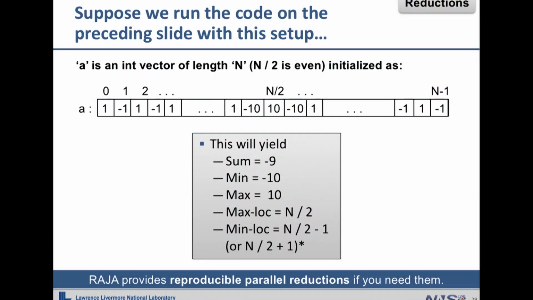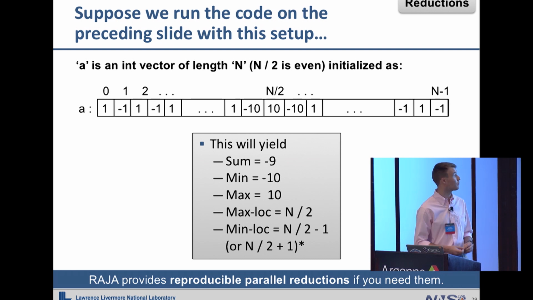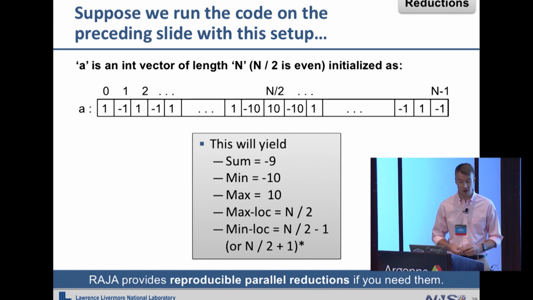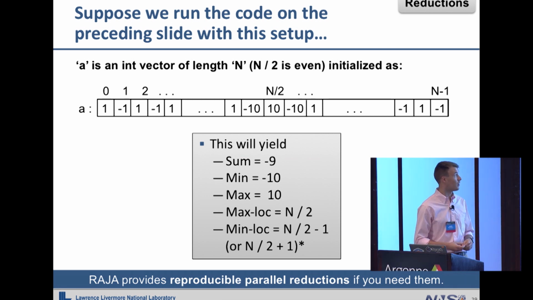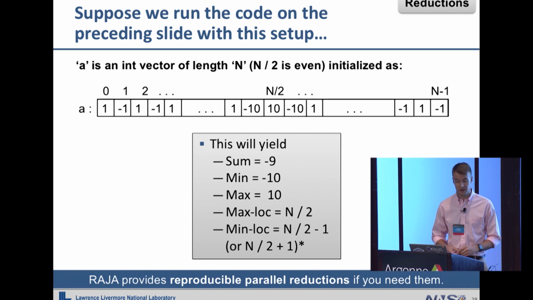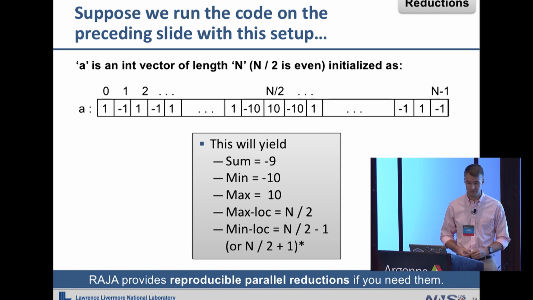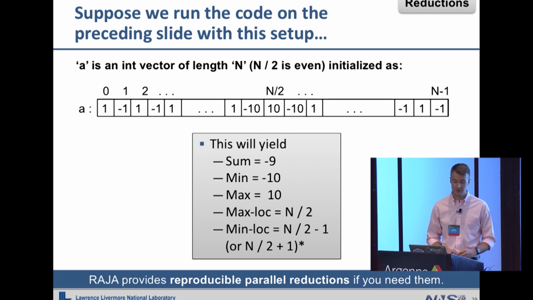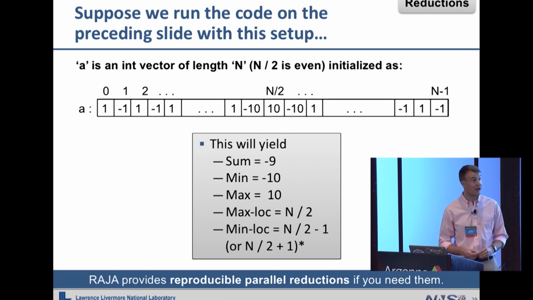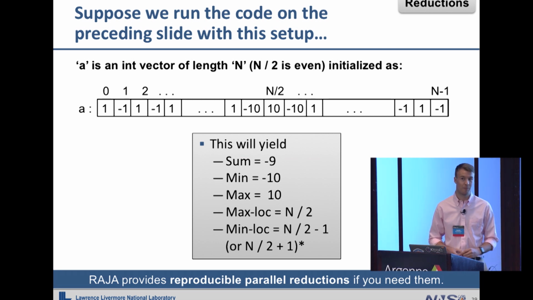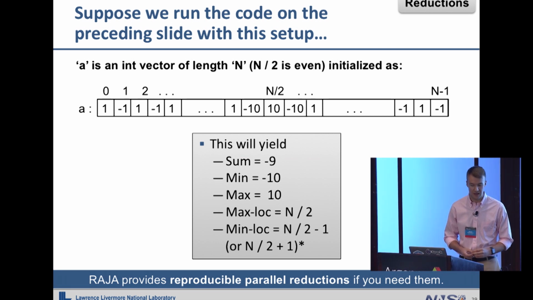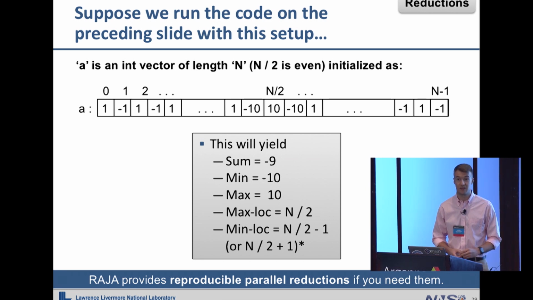So this is just a quick example. Suppose we run the code on the previous slide where you had all the different reduction types going at once over a vector with alternating 1, -1, and then in the middle you have -10, 10, -10. You'll end up with a sum of -9, a min of -10, and a max of 10. For the max loc, you'll get n over 2, but for the min loc, you could get n over 2 - 1 or n over 2 + 1. Because if you're doing this in parallel, either of those is correct, but it might not be the semantics that you expect.